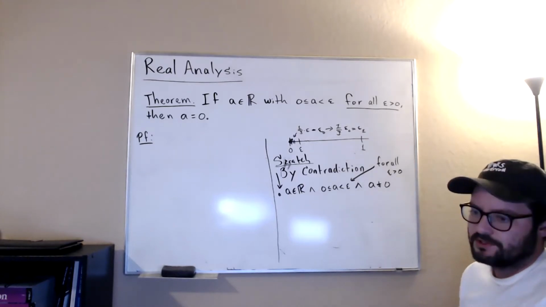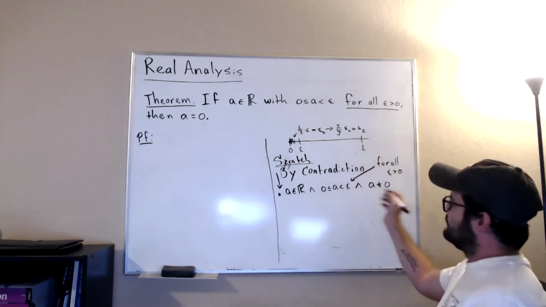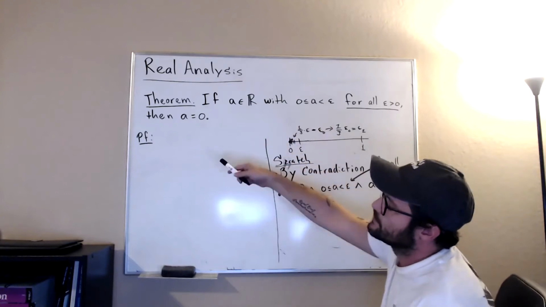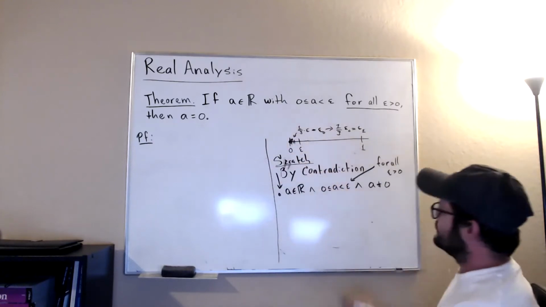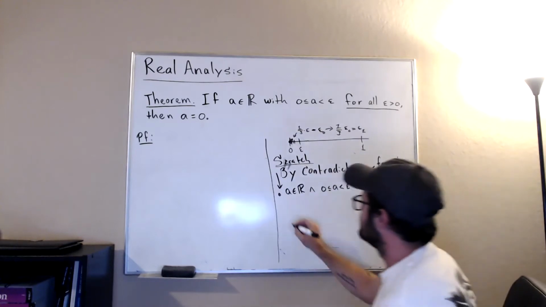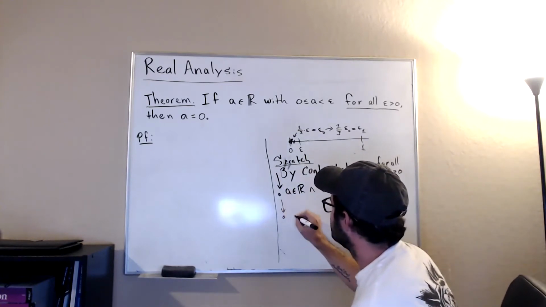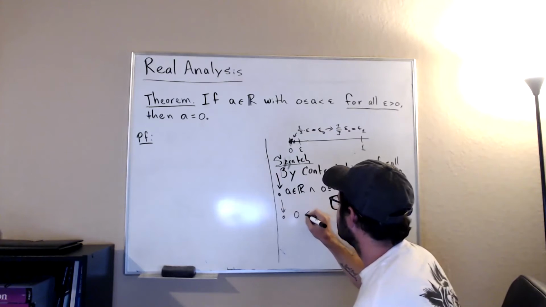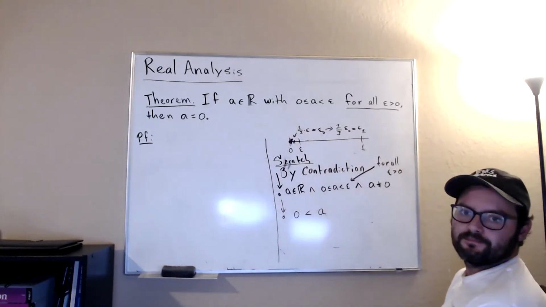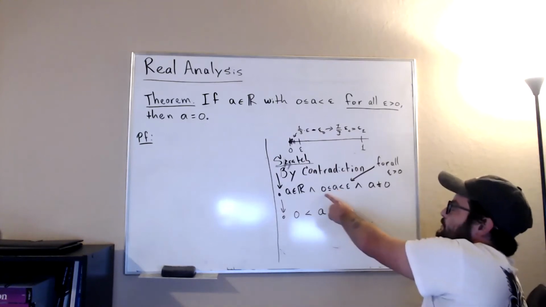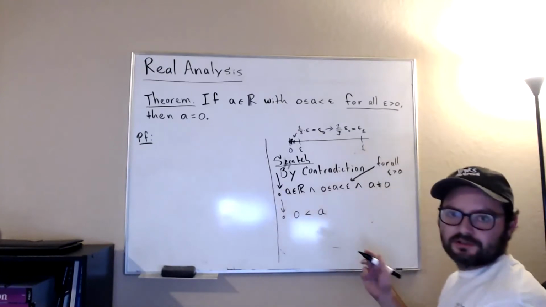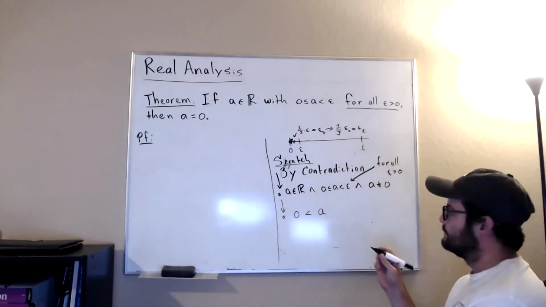So what can we do here? We're assuming the negation of the conclusion together with the hypothesis. So how can this help us? Well, since A is not equal to 0, this implies that 0 is strictly less than A. We know that it's greater than or equal to 0, but assuming the negation of the conclusion says that it must be strictly greater than 0, right?